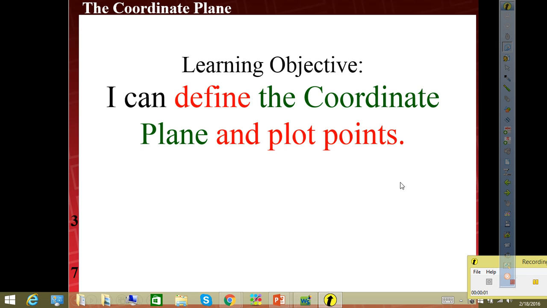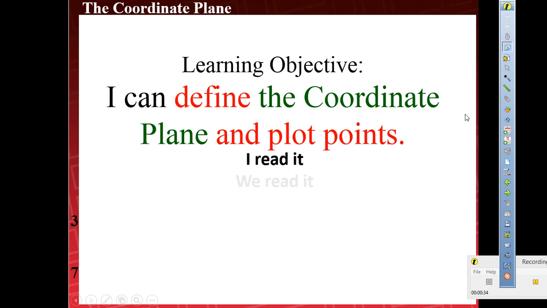All right. So we already did the introduction yesterday, but today we're going to take notes and make sure that we have everything that we need to understand in regards to the coordinate plane. So, what is the coordinate plane? Definition.